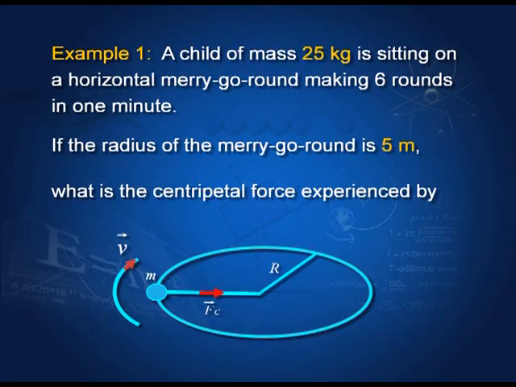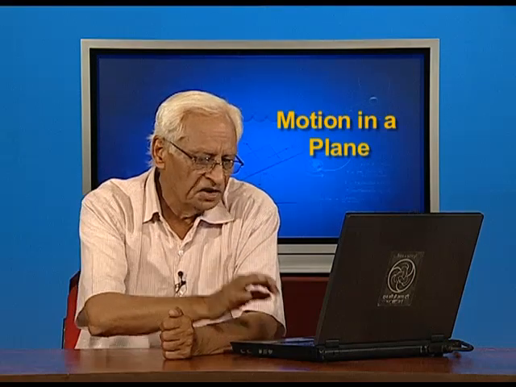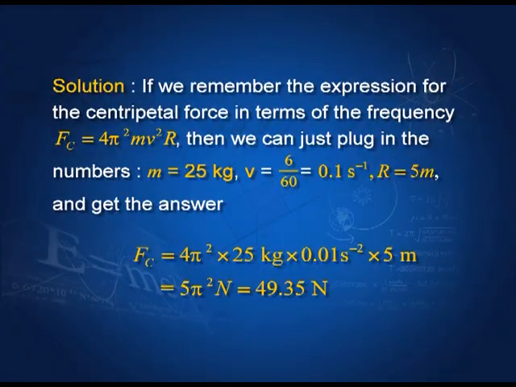A child of mass 25 kilogram is sitting on a horizontal merry-go-round making 6 rounds in 1 minute. If the radius of the merry-go-round is 5 meters, what is the centripetal force experienced by the child? This is straightforward. If you remember the formula 4 pi squared m nu squared r, then you can just plug the numbers and get the force.